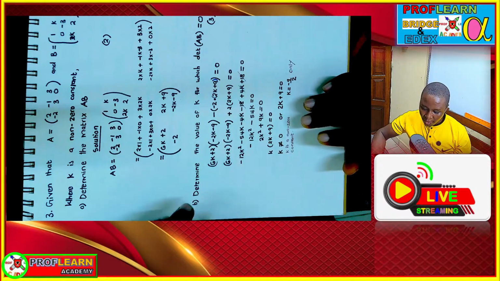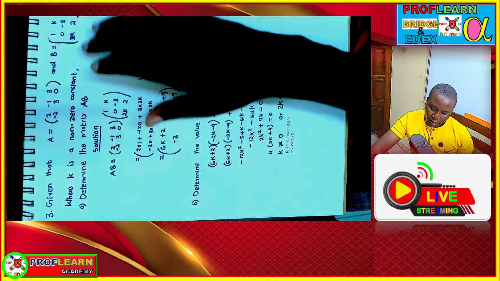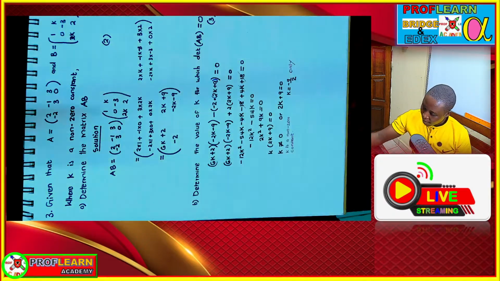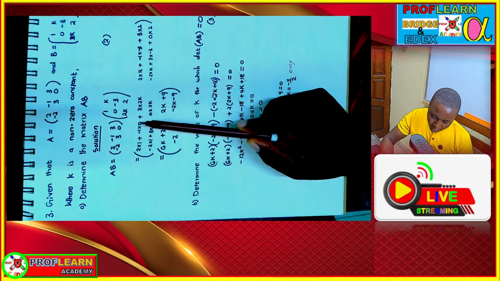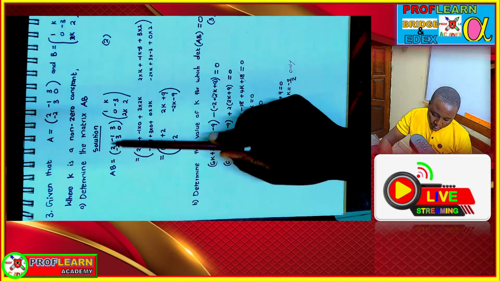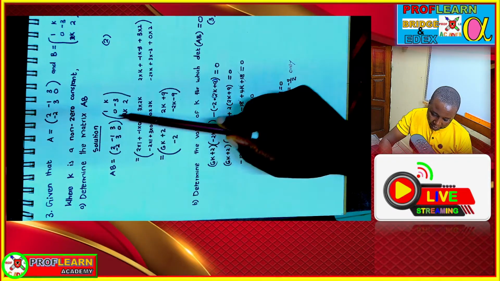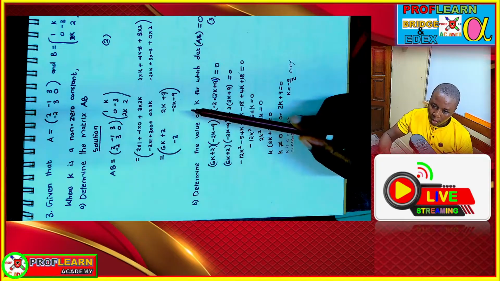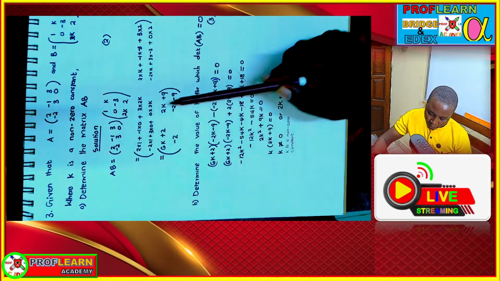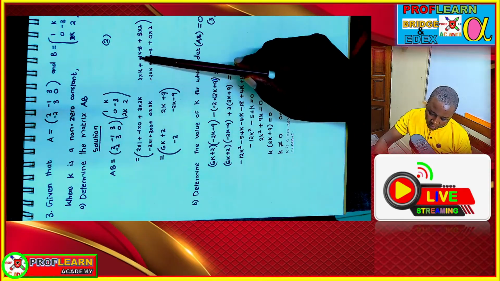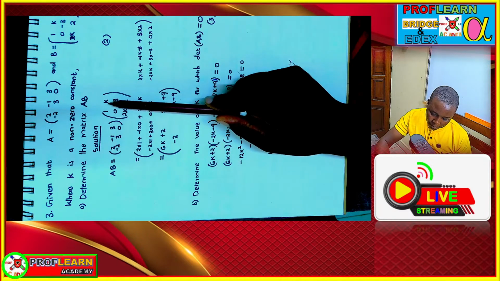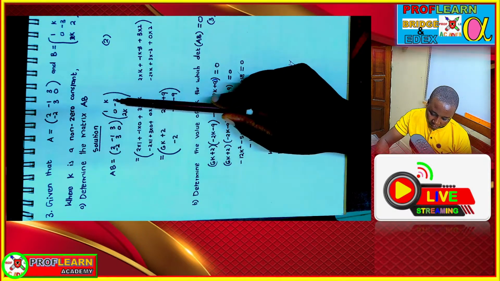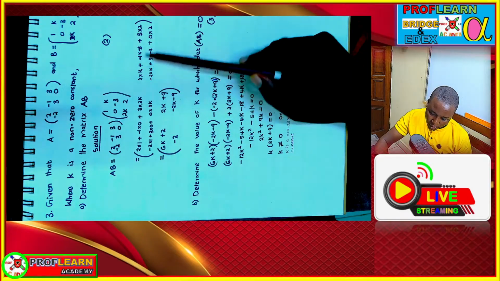Then we shall now expand, and if you multiply these two matrices together, of course you need to remember that for you to get this element at this position, it will be 2 times 1 plus negative 1 times 0 plus 3 times 2k, row times column. For this element here, it will be 2 times k plus negative 1 times negative 3 plus 3 times 2.